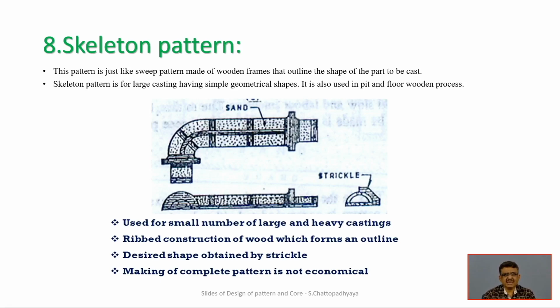The next one is the skeleton pattern. The skeleton is made of those typical structures. It is for large castings having simple geometrical shapes, used in pit and floor molding processes, for a small number of large or heavy castings or ribbed construction. On this basis, the pattern is assembled together, and the desired shape is obtained. This is the strategy of the skeleton pattern.